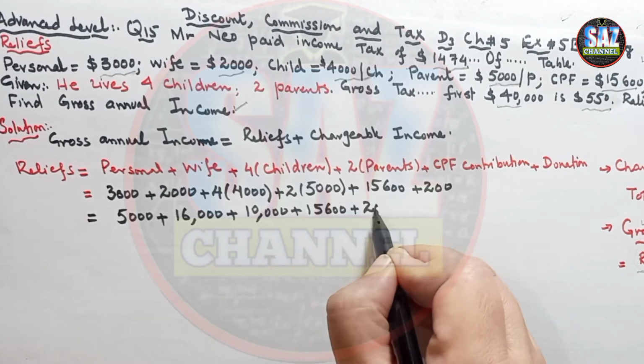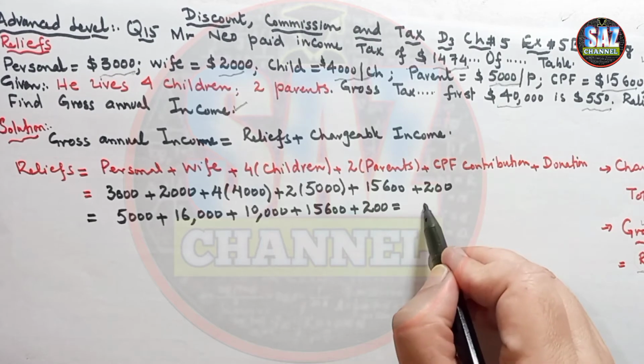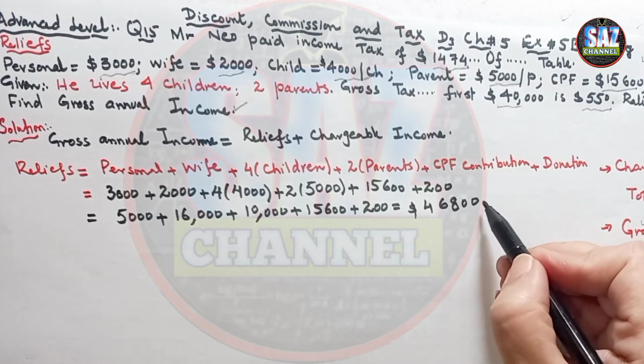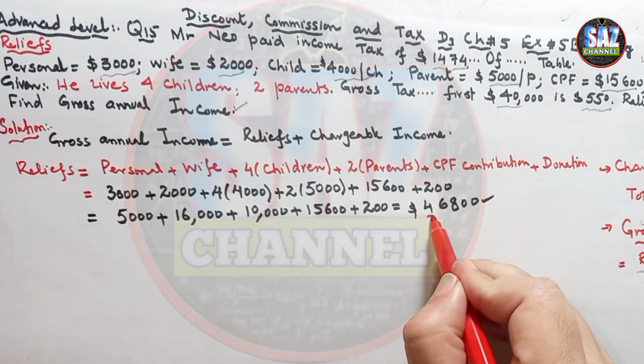15,600 plus 200. Now let me hold the calculator and I have to perform this calculation very carefully. 5,000 plus 16,000 plus again 10,000 plus 15,600 plus 200. Okay, and I'm getting the amount 46,800. So 46,800 is the amount that he is not paying the tax for, and these are the reliefs. And let me highlight this answer.